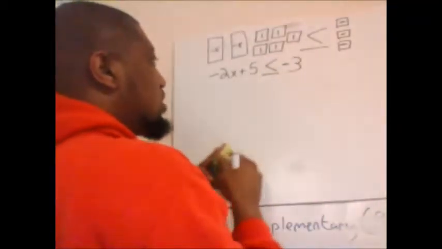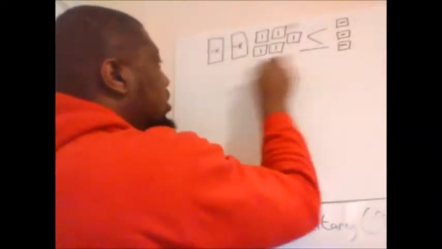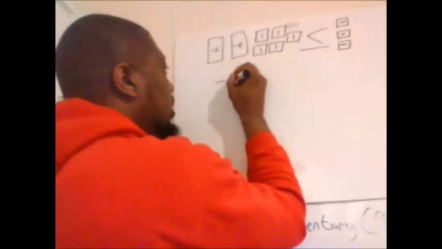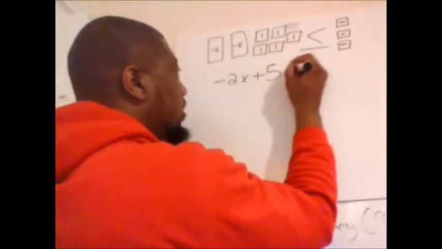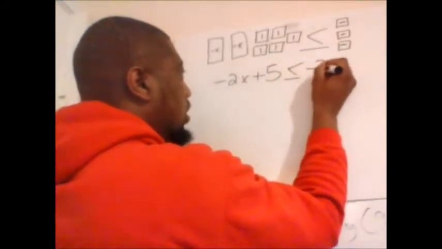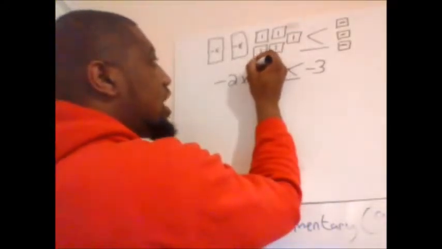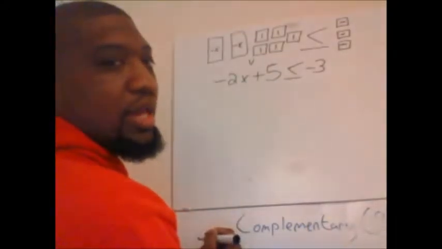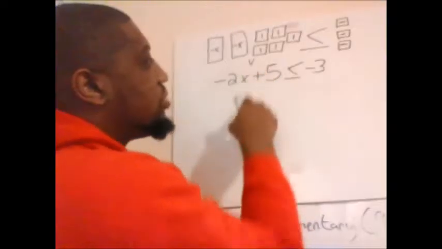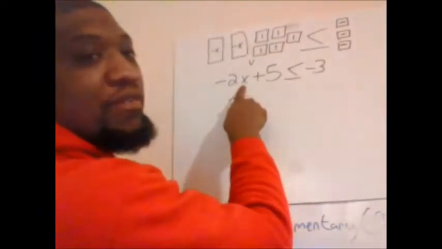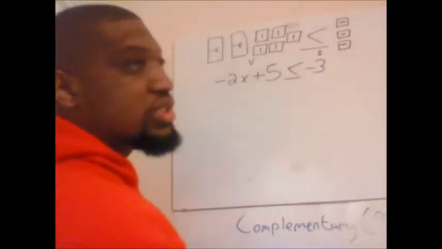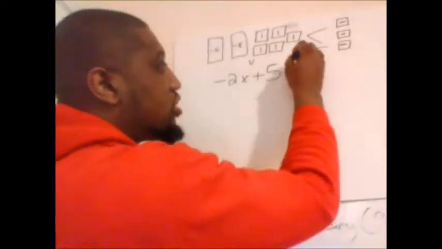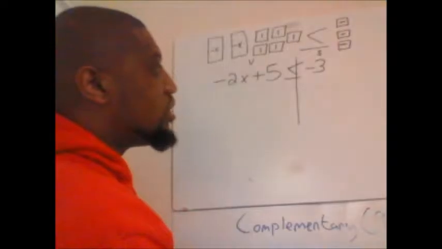I'm going to erase this just for a second so I can write something up there right above it. So negative 2x plus 5, negative 3. And I did that because I like to separate my sides and label them. I put a V above here because that's the variable side. My variable is right there. I like to put an S on this side because that's my solution side. My solution is here. I draw a line down the middle.